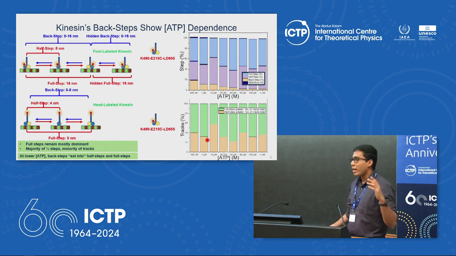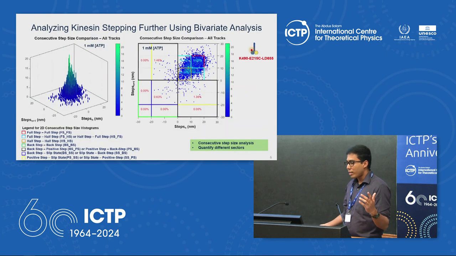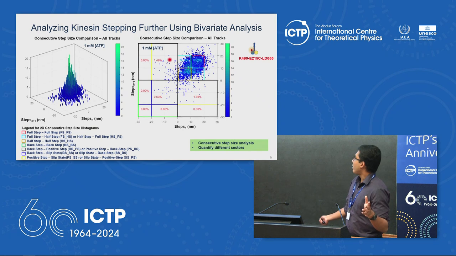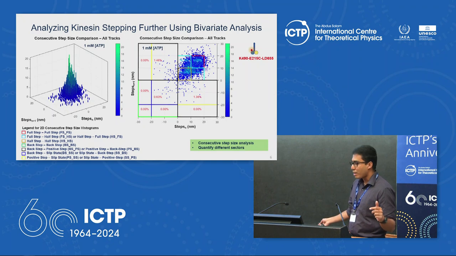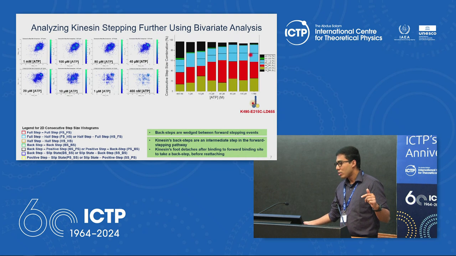That suggests that kinesin's half steps are the natural phenomenon during stepping. We also decided to quantify the consecutive steps using a bivariate analysis, and we approached this by quantifying the full step, half-step, full step, and the negative step, back, forward step, and forward step, negative step combinations. And what we notice here is, look at these black segments. So the positive backstep, positive step, and positive step, backstep combinations are a majority relative to the green bars here.